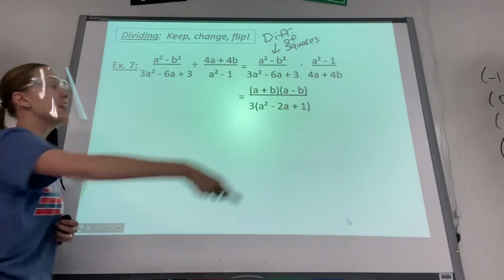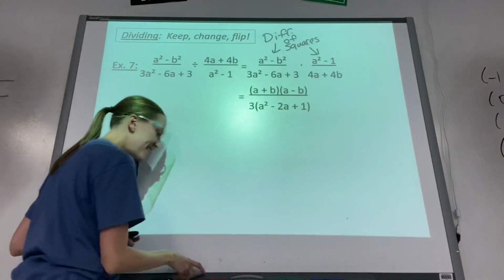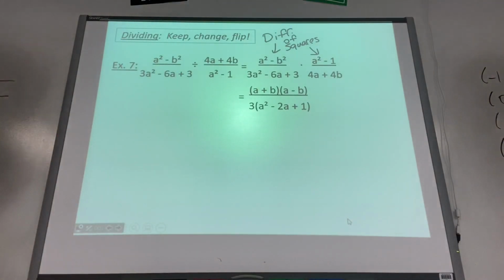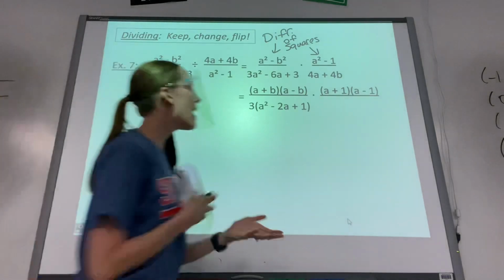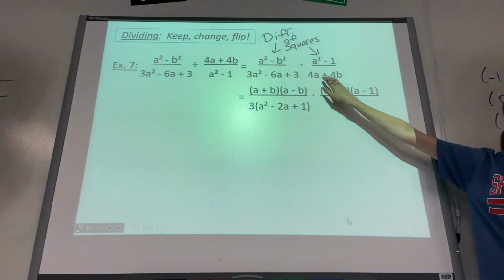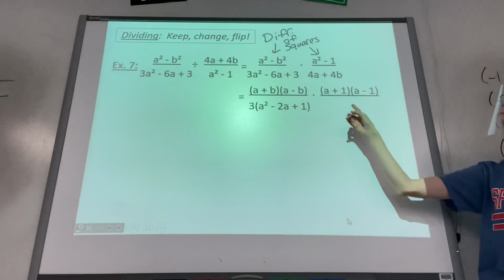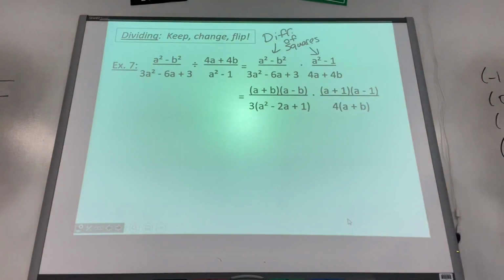Now, I'm looking at the second fraction, and there's another difference of squares on top. You're going to need a plus 1, a minus 1. And for the bottom of that second fraction, I think all you can do is pull out a 4. So 4 times a plus b.